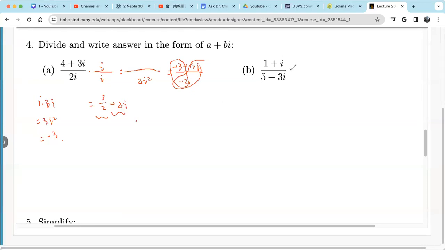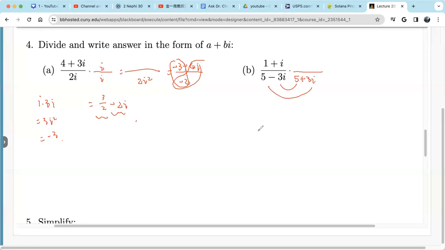Now let's see part B. We have a binomial, basically. We have a real part and we have an imaginary part. So we want to multiply by its conjugate, 5 plus 3i. By doing so, these two middle terms get cancelled, because one way we multiply, we get -15i. The other two, we get a +15i. Adding together, that's 0.